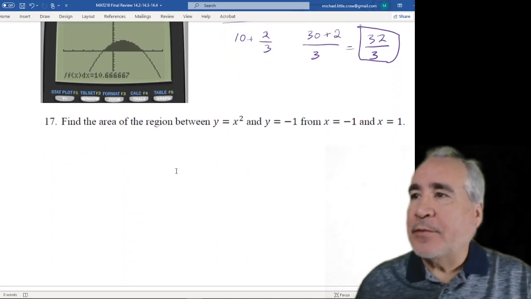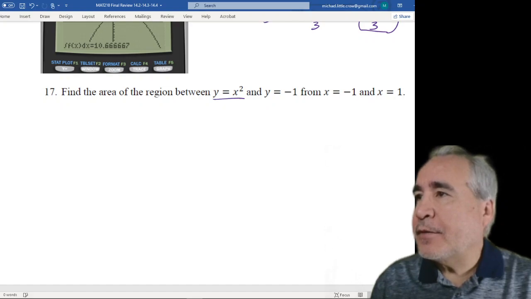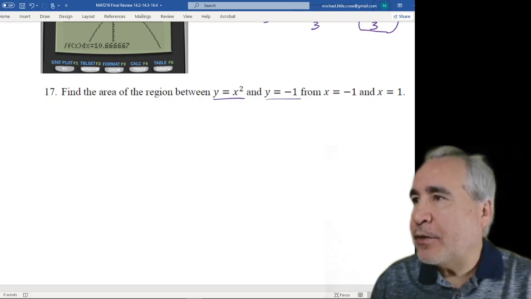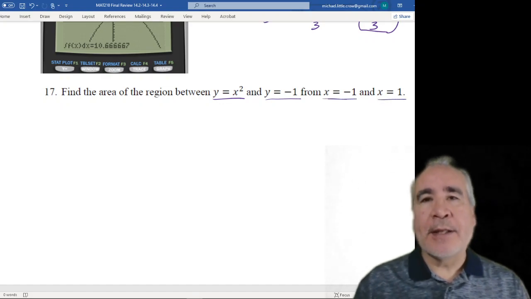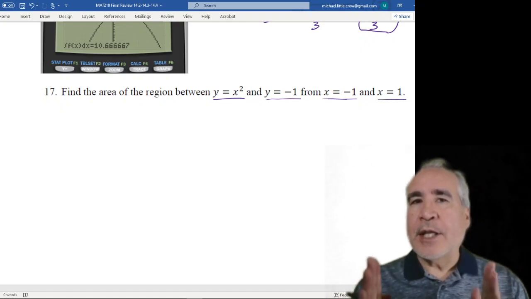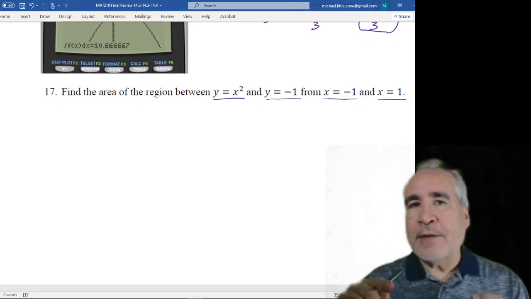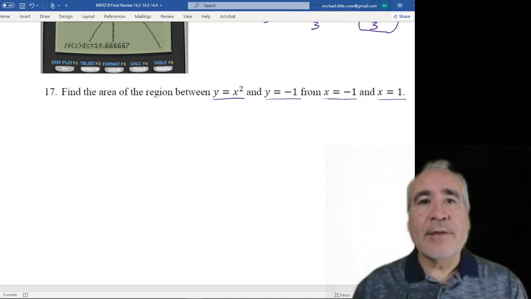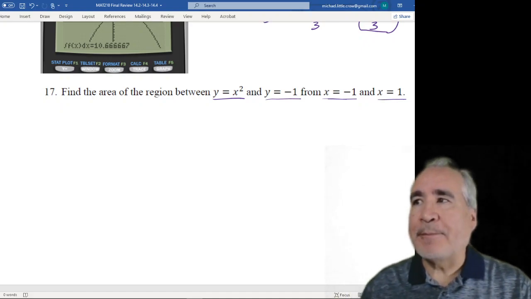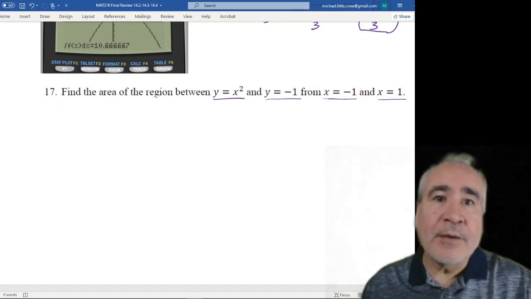Now, let's see, 17. The area of the region between this curve and this curve. But now they're telling us they only want to go from x equals -1 to x equals 1. So we've got limits of integration. When we've got ones like this, we're looking at a specific region, -1 to 1. It is possible that they've intersected and that the curves have switched which one's on top. So we need to, maybe not this one, but anyway, we're going to check it out.